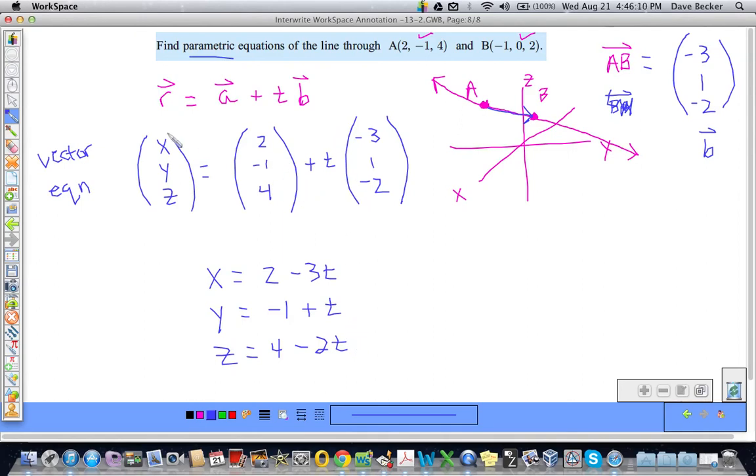Okay? Now this would have looked very different. It would have been the same line, but it would have looked very different if I had chosen the point B. This here would have been -1, 0, and 2. And I could have also used the directional vector BA. Any combination of those. So there's several different combinations, but they all would represent the same exact line.